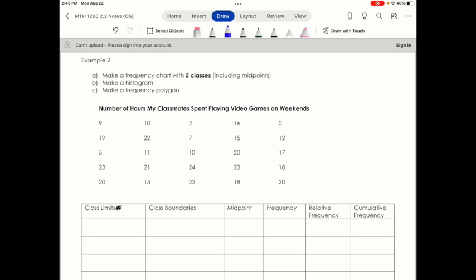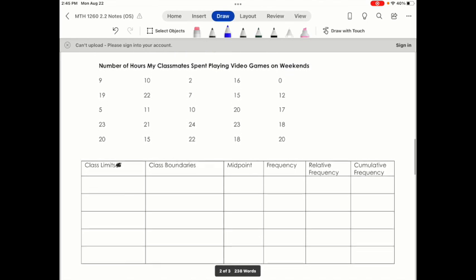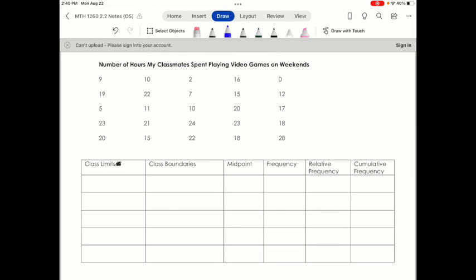Okay, in the second example, we're going to do the same thing. We're just going to create a frequency chart. This time we're going to use 5 classes. And then we're going to use that information to create our histogram and frequency polygon. So remember, the first thing you want to do is find your class width.